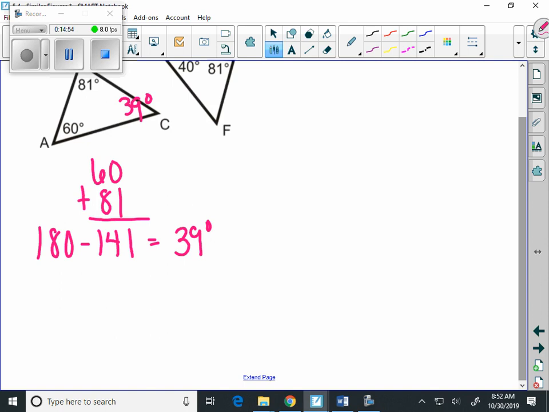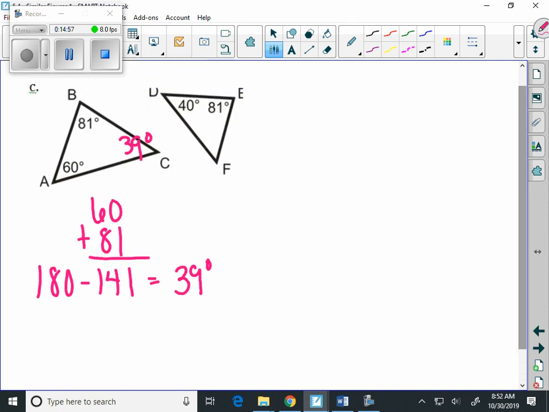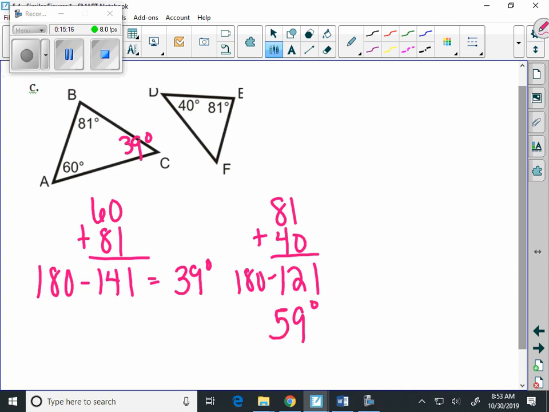In our other triangle, we've got 81 plus 40, which is 121, and 180 minus 121 is 59. And are these similar? Well, no, we don't have 3 congruent angles or even 2 congruent angles. So this one is not similar.